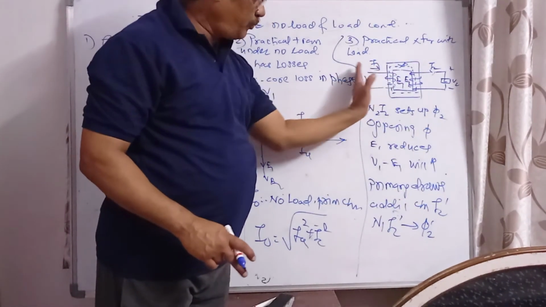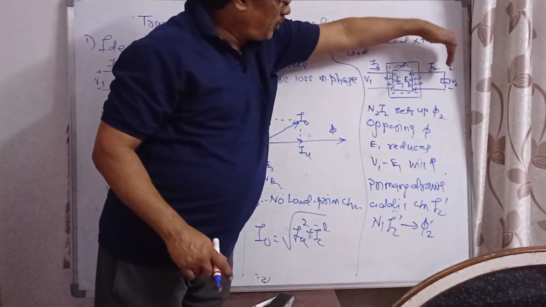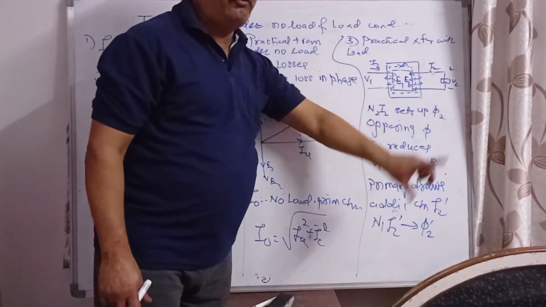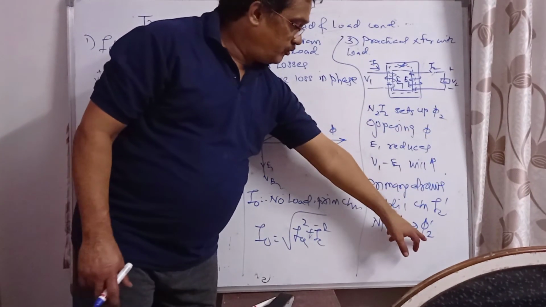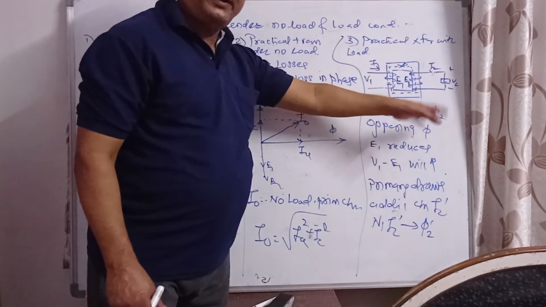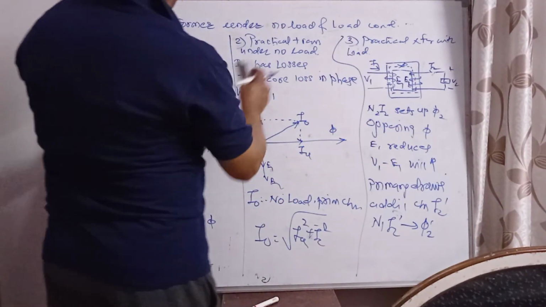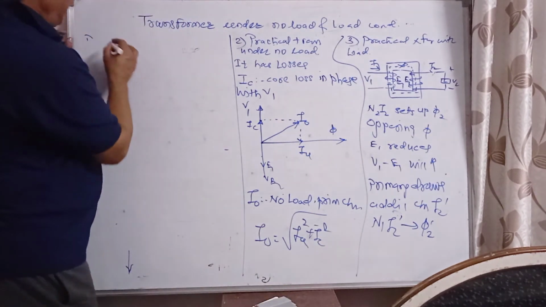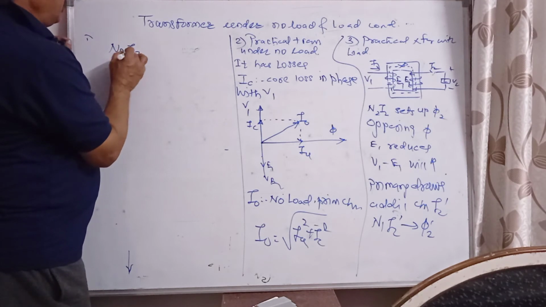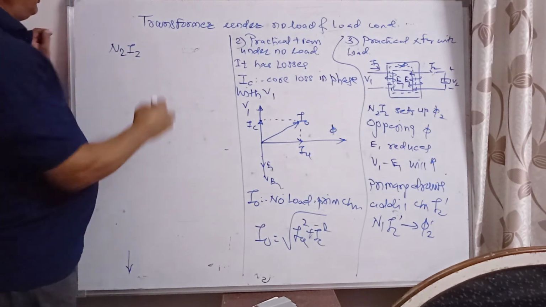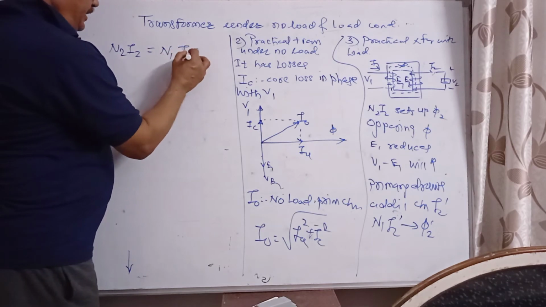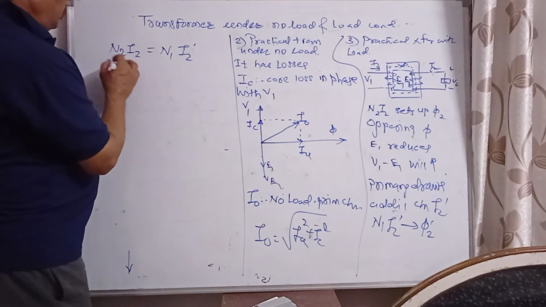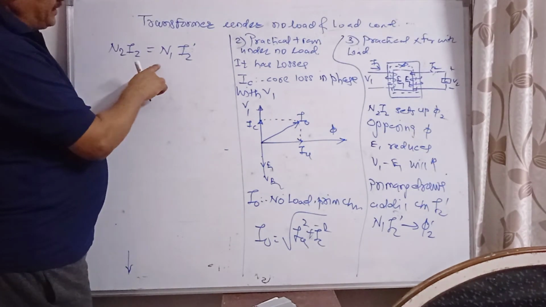Now since it is through primary, phi 2 is from this side to this side. Now phi 2 dash will be from this side to this side. It will oppose phi 2. Phi 2 dash opposes phi 2. Total flux remains phi. It means that N2 I2, which is setting phi 2, is opposed by N1 I2 dash, which is setting phi 2 dash. So this is known as N2 I2 balances N1 I2 dash.